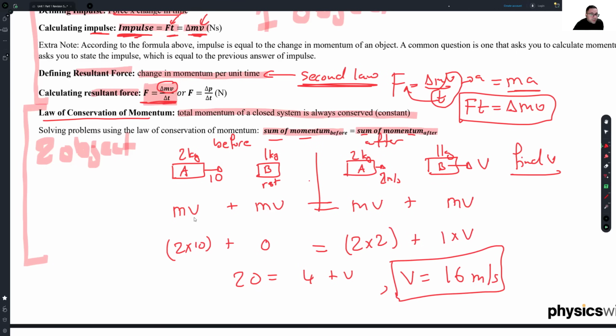This makes sense because think of it this way. Heavy object, lighter object. Lighter object goes zoom. Makes sense, right?